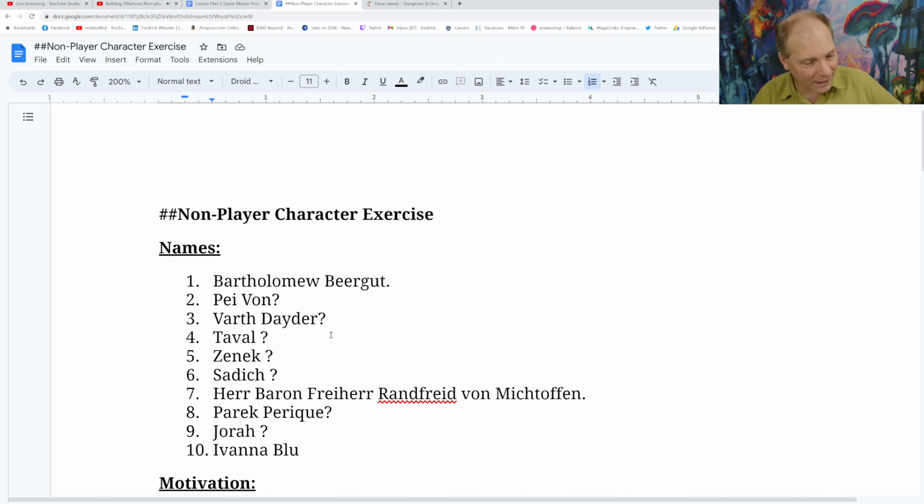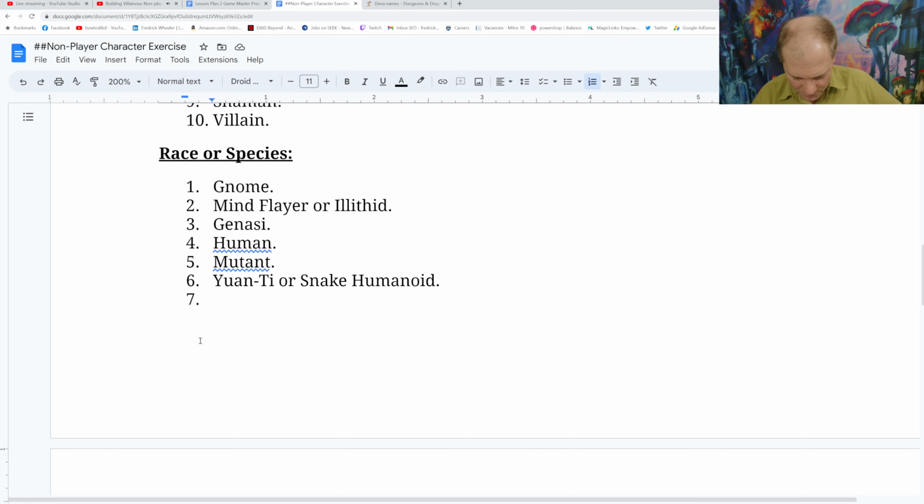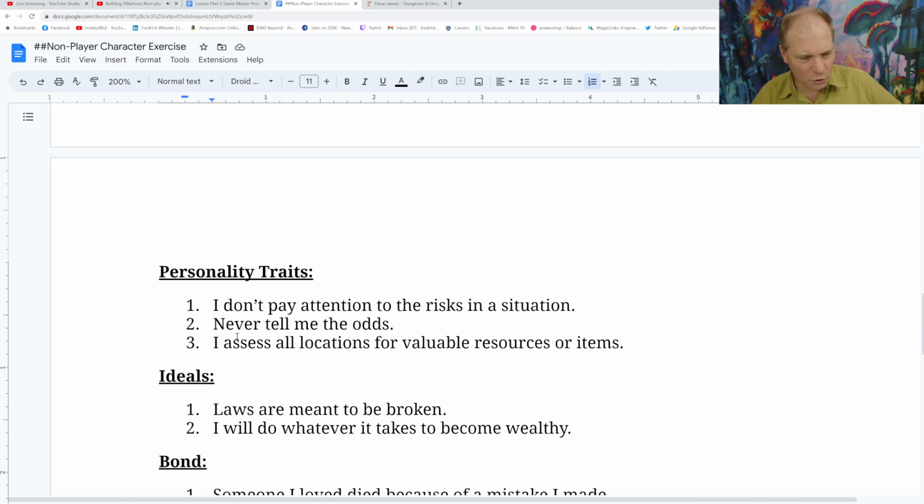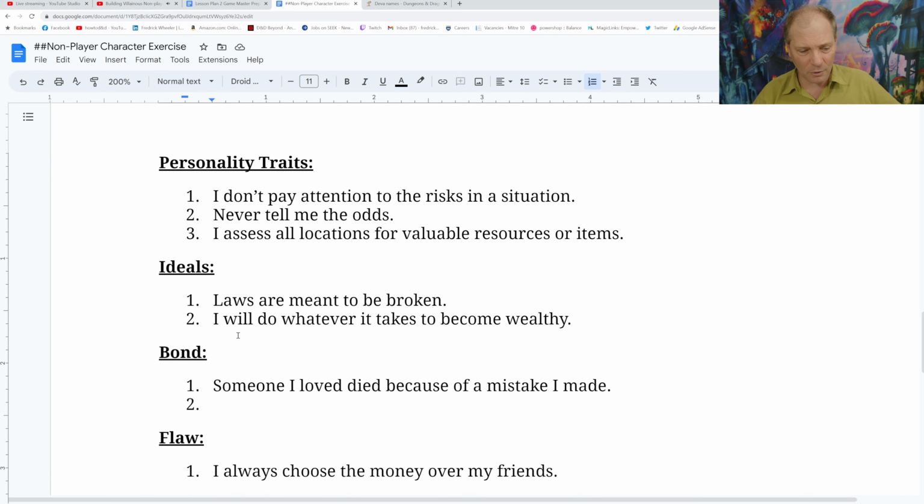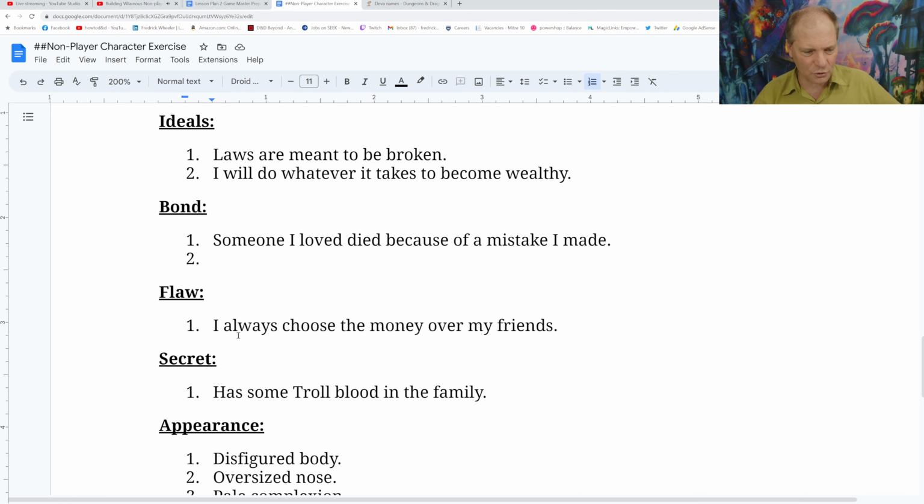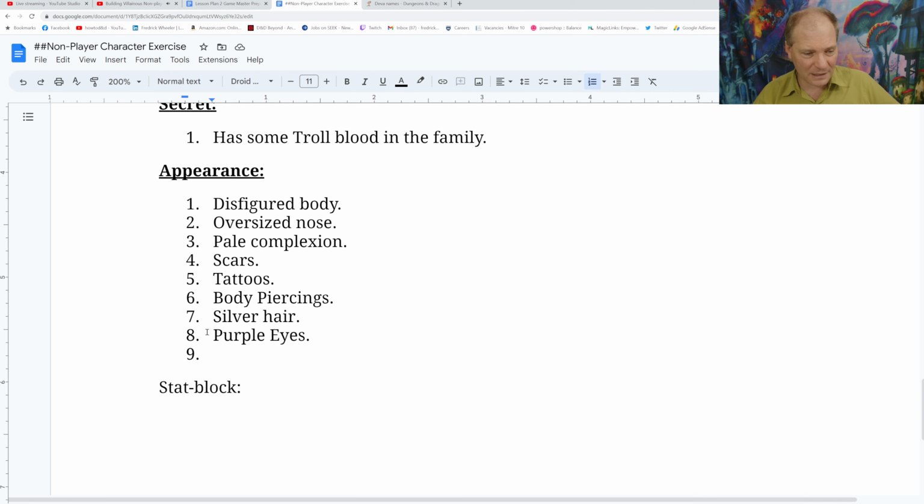You obviously only have one name unless they have an alias. You pick your race that you want them to be. You don't give them too many personality traits. It's too hard to play the NPC as a villain if you've got too much going on. Any ideals, bonds, and flaws need to fit with each other so they're not too contradictory. Your secret needs to work with it. And then your appearance, as I said, only one is really absolutely vital. The rest you don't need to worry too much about.